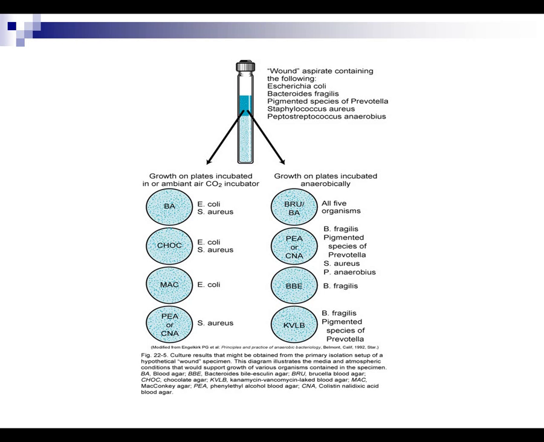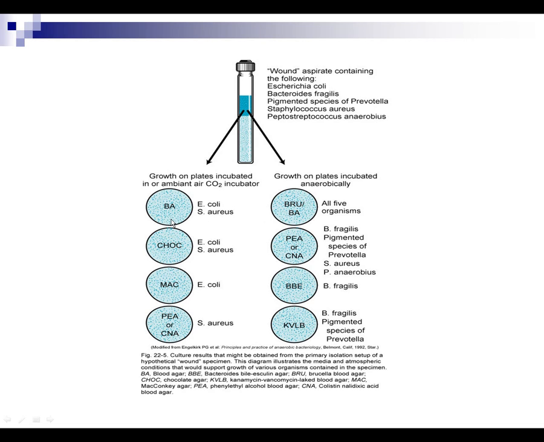So you have two sets of plates. You have your aerobic set of plates, and then you have your anaerobic set of plates. And you have selective and differential media over here in the anaerobic plates. So a good experiment or exercise for you is to review what each of these plates are for. What do they do? What kind of organisms do they grow? How do they appear?